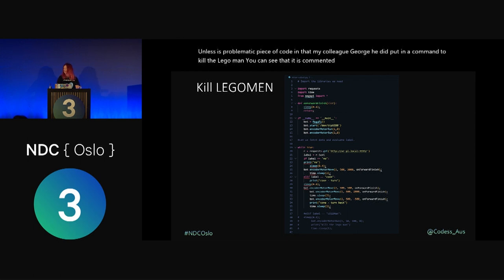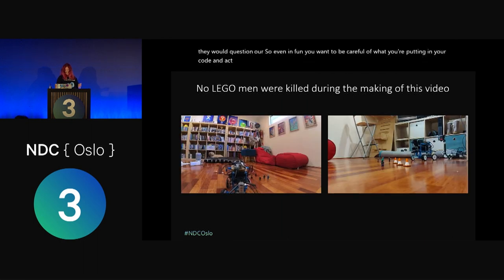However, I don't think that would help us in a court of law, because that code is there, commented out or not. It would be in the source control. People would see that there was an intention to kill the Lego men at some point, and they would question our ethics. So even in fun, you want to be careful of what you are putting in your code and act responsibly.